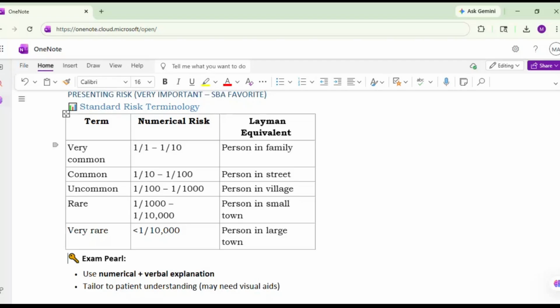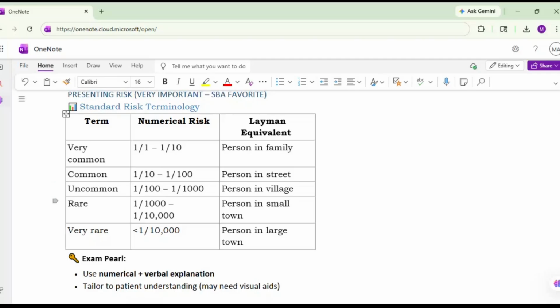So the person in the family, around 1 in 1 up to 1 in 10, is very common. Common, 1 in 10 to 1 in 100, is the person in the street. Uncommon, 1 in 100 to 1 in 1000, is the person in the village. Rare, 1 in 1000 to 1 in 10,000, is the person in the small town. Very rare is less than 1 in 10,000, the person in the large town.